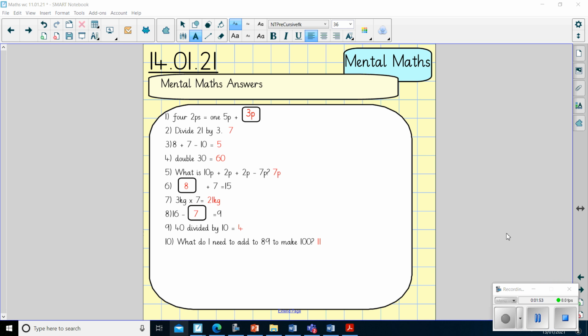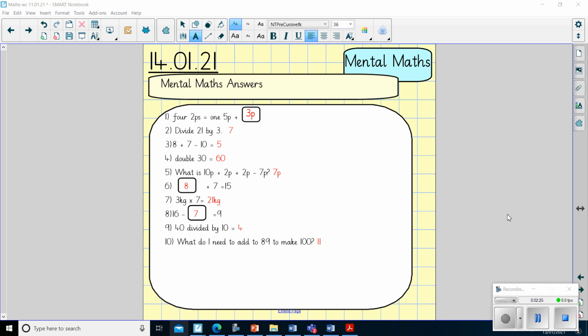Question 7, 3 kilograms times 7 kilograms equals 21 kilograms, so just doing 3 times 7, making sure you've got that unit of measure. Question 8, 16 take away something equals 9. 16 take away 7 equals 9. Question 9, 40 divided by 10 equals 4. And then finally question 10, what do I need to add to 89 to make 100? And the answer is 11.